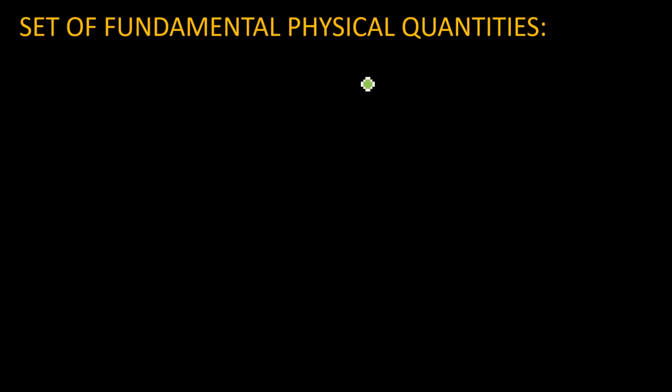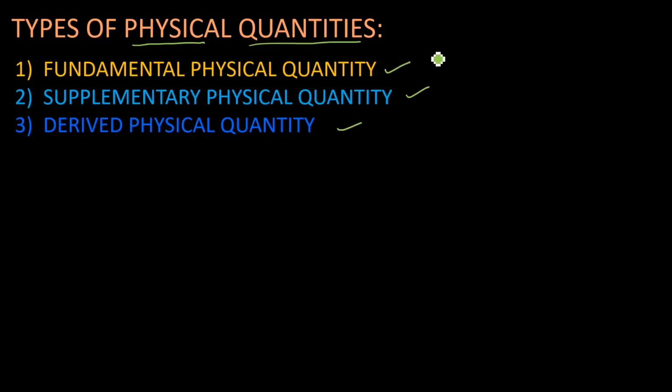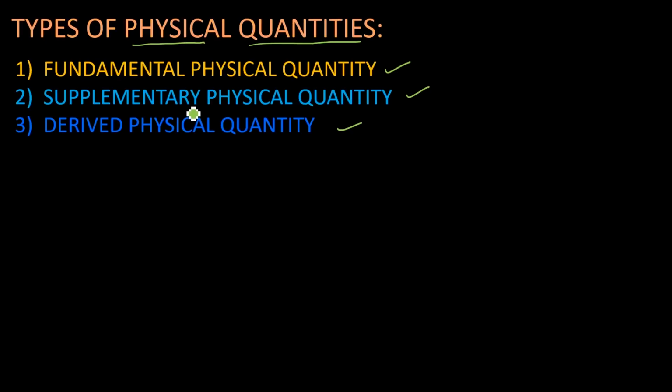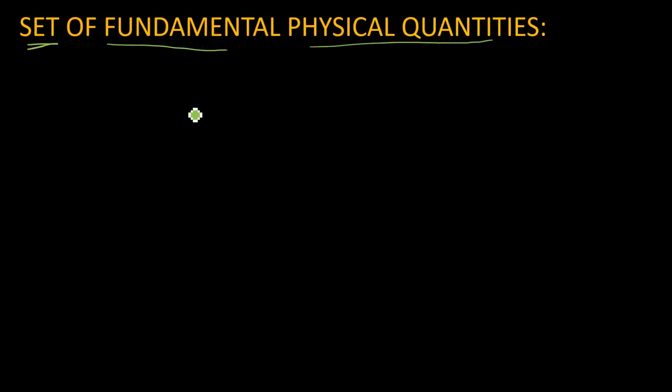Next one, set of fundamental physical quantities. So what is a set? You understood that they mention set here. Previously we know that fundamental physical quantities are basic physical quantities. Very good, that's fine. But here they mention set. What is the difference between a set and fundamental physical quantities?